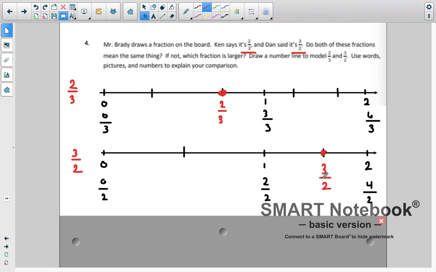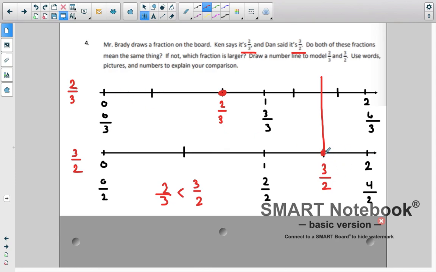So do both of these mean the same thing? If you look at our number lines, they're the same size. 2/3 looks like it's a lot smaller than where 3/2 is. Even if I measure it, 3/2 is a lot bigger and it's closer to 2 than 2/3 is. So they do not mean the same thing. 2/3 is less than 3/2. 3/2 is a lot bigger than 2/3 because 2/3 is closer to 0 than 3/2 is.